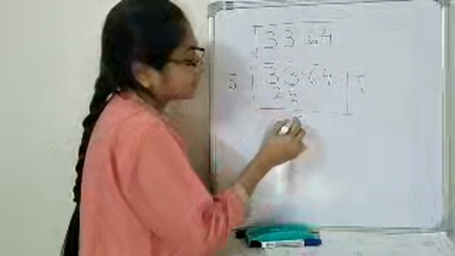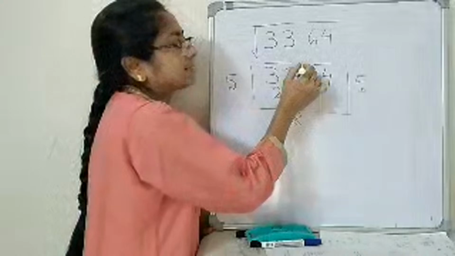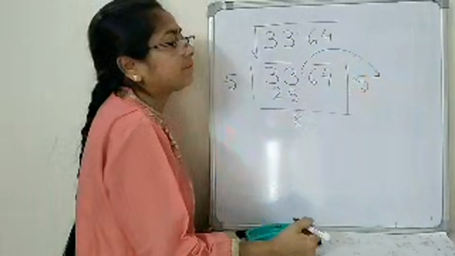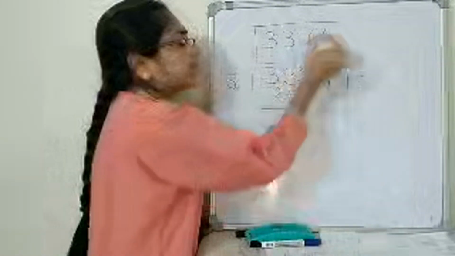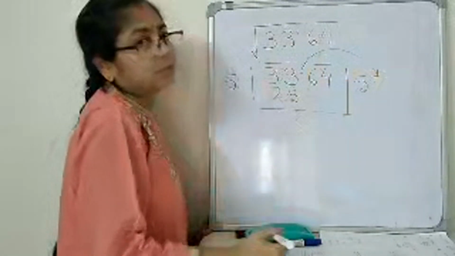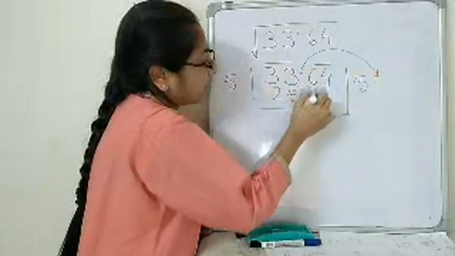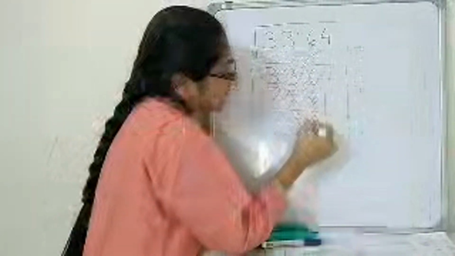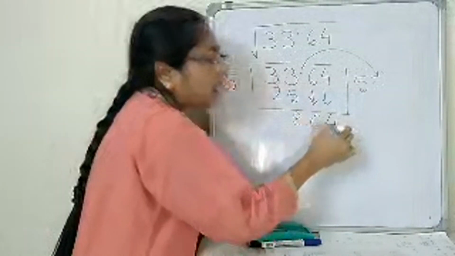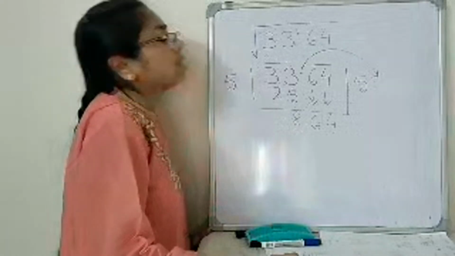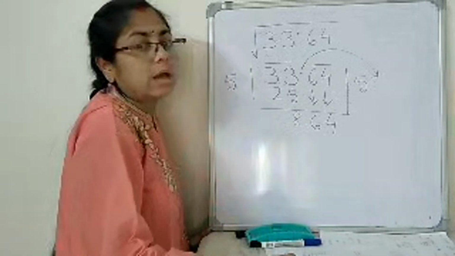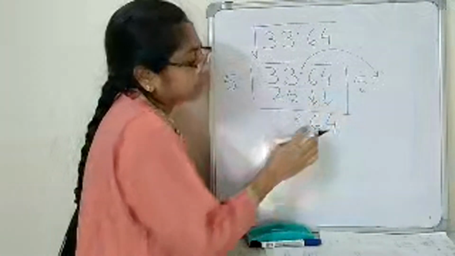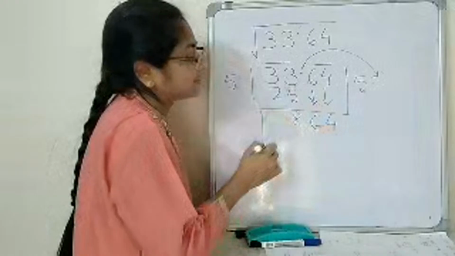Now, what is the second step? I put the decimal here. Recall the previous math. Put the decimal here. Then what is the next step? I write down two numbers, 6 and 4. Why do I write two numbers? Because it is a square root. We are finding the square root, so I write these two digits, 6 and 4. Now what is the next step?